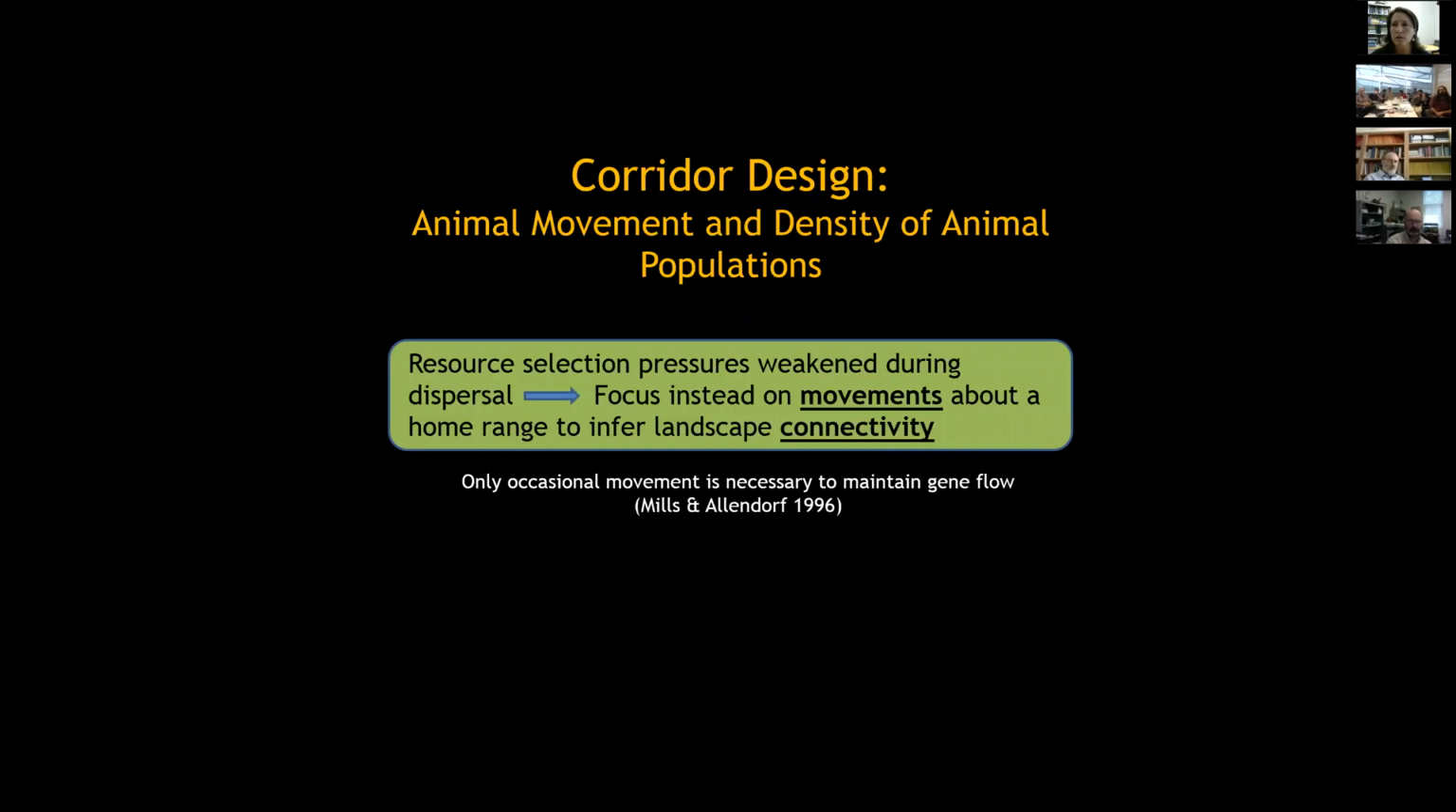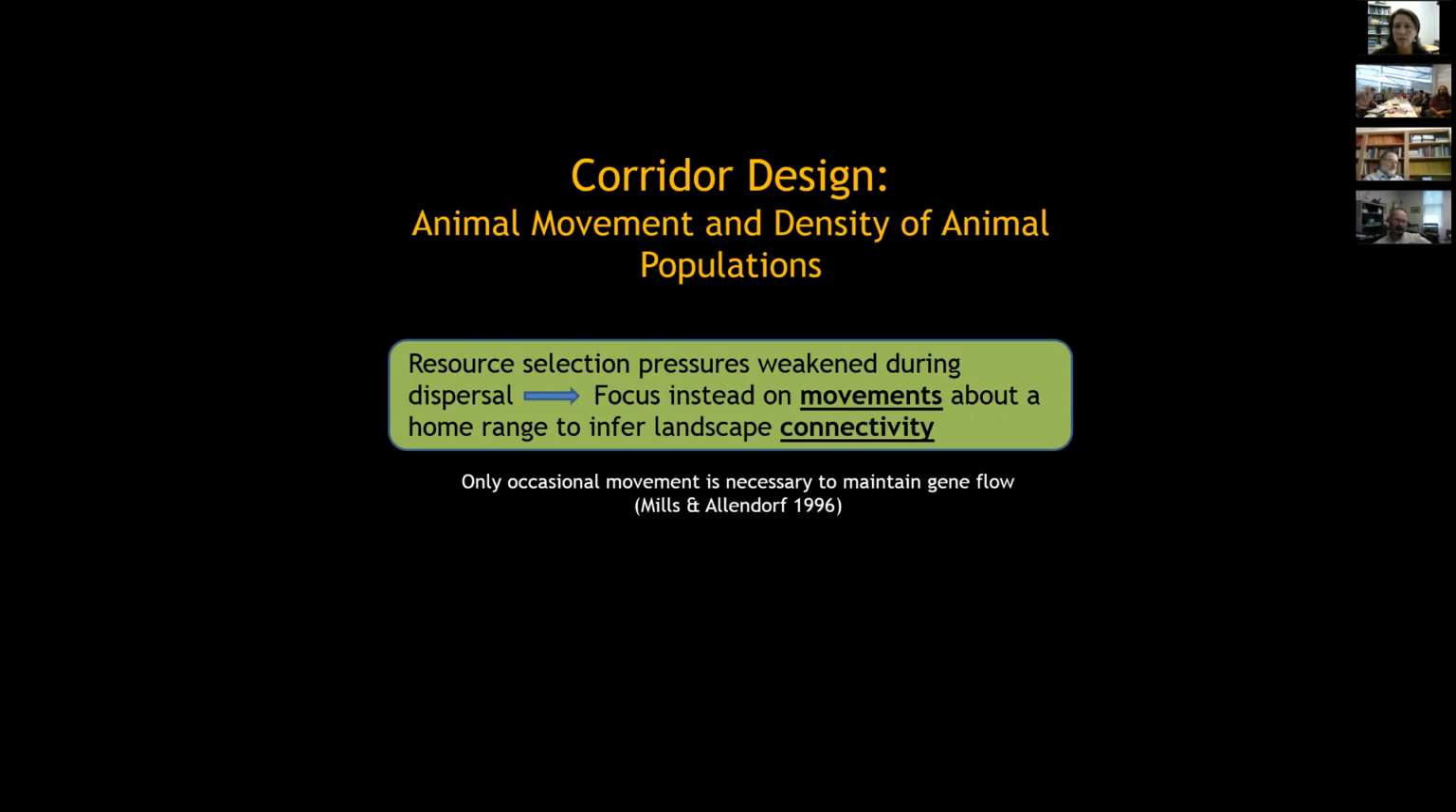So the two most critical processes that are required to maintain these spatially structured populations that I've defined are both abundance and connectivity. And again, these are often considered separately, and typically considerations about connectivity are focused on dispersal, kind of large scale, long movement dispersal processes. But if we think about how individuals select habitat or resources, their resource selection pressures are weakened during dispersal. So we're suggesting instead to focus on movements about a home range to infer landscape connectivity.